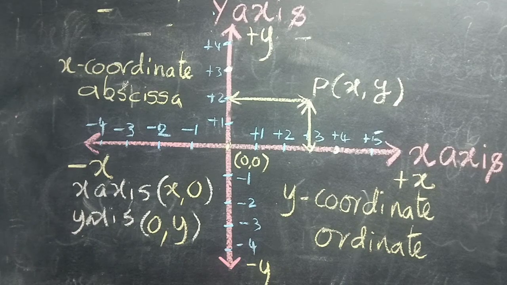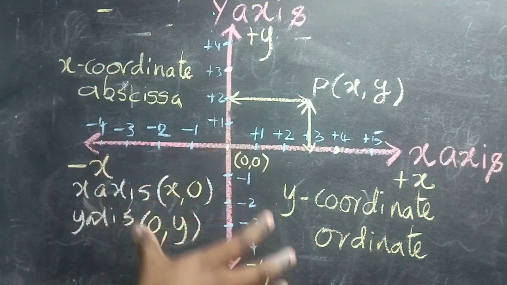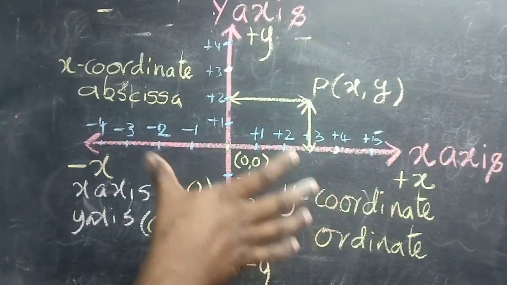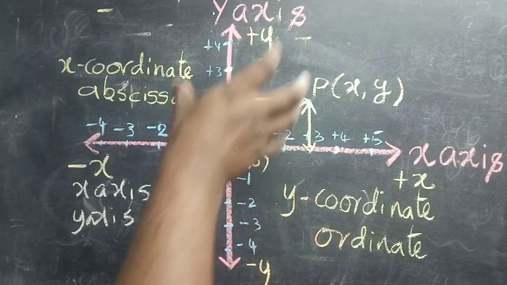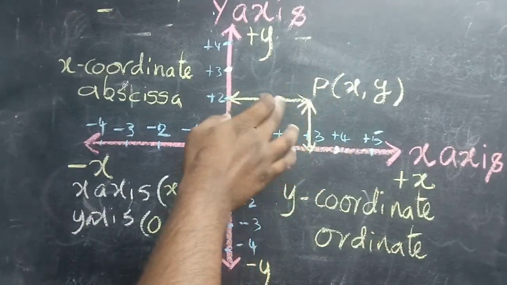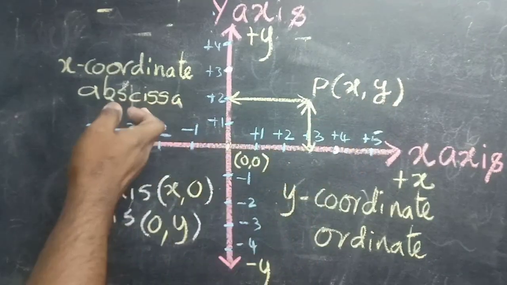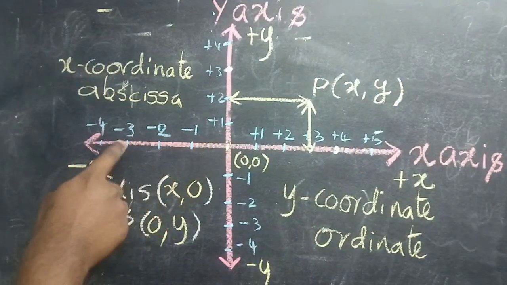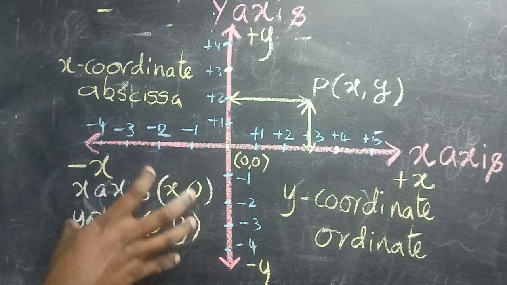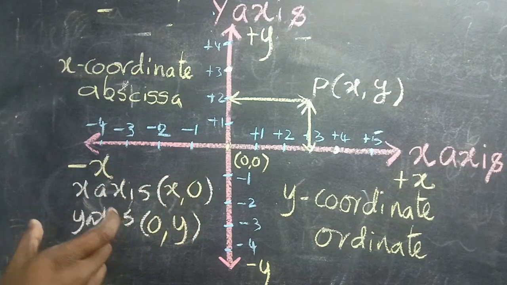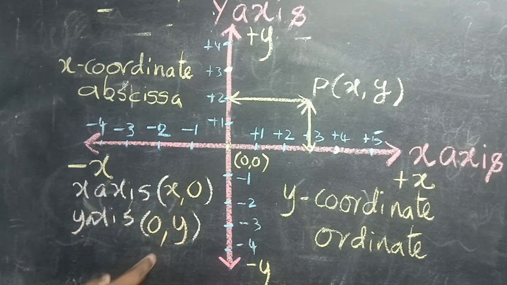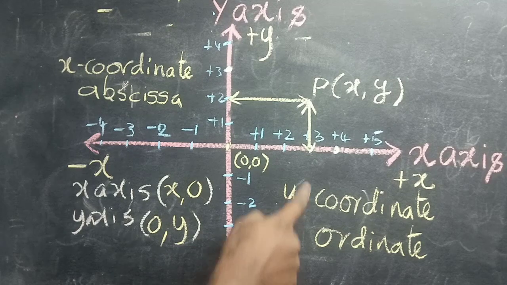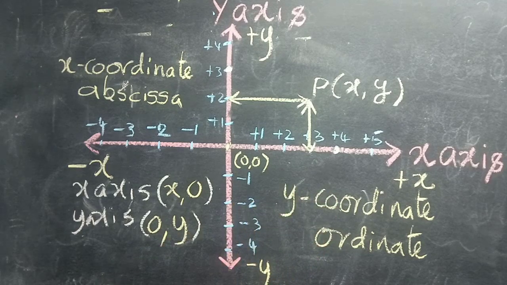Students, we have understood a plane is divided into 4 quadrants, 4 parts: first quadrant, second quadrant, third and fourth quadrant. In the first quadrant, x-coordinate is positive, y-coordinate is positive. In the second quadrant, x is negative, y is positive. In the third quadrant, x is negative, y is negative. In the fourth quadrant, x is positive, y is negative.